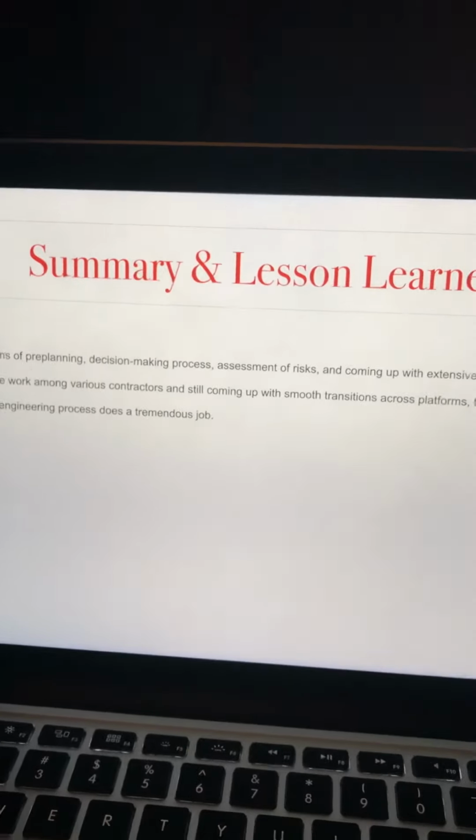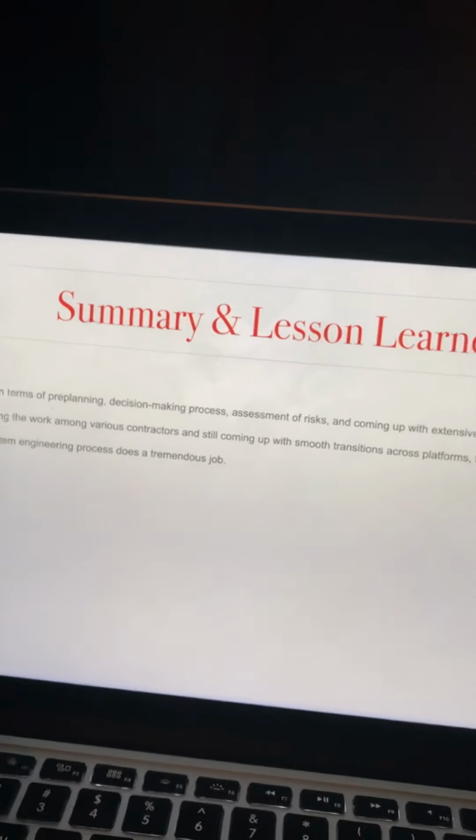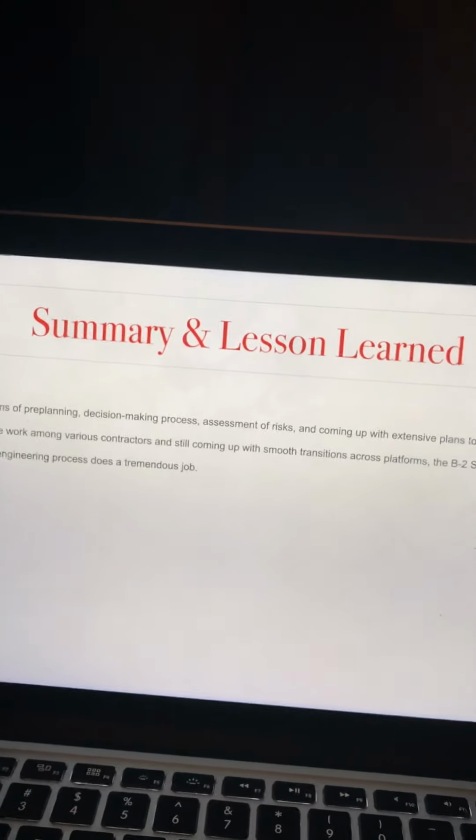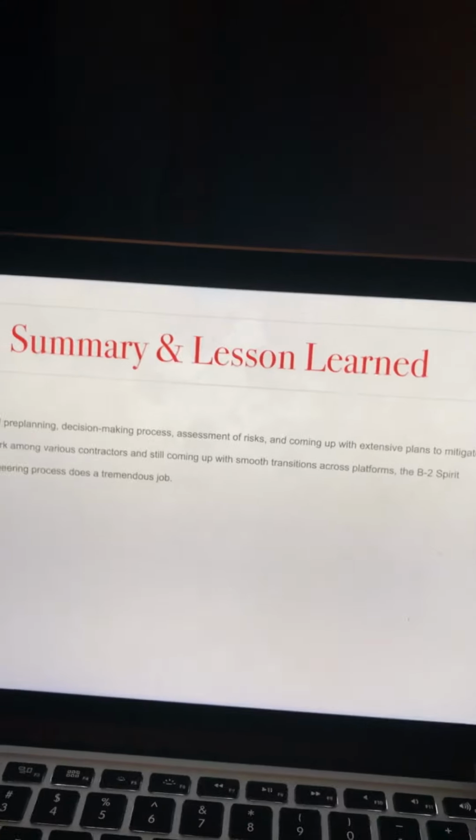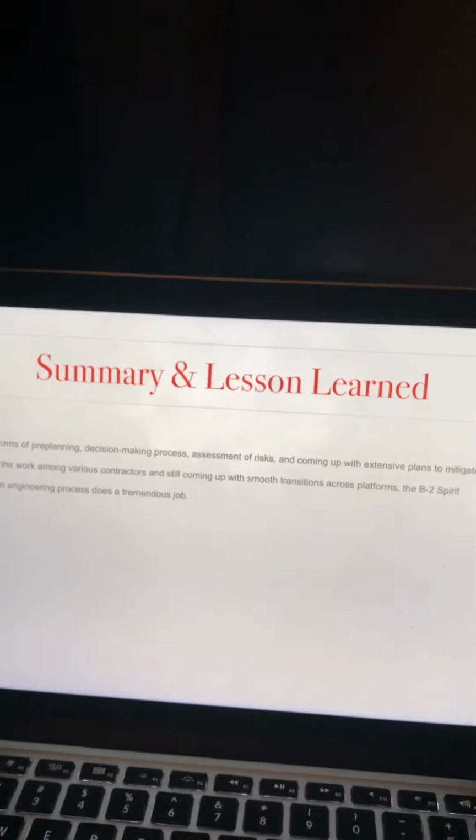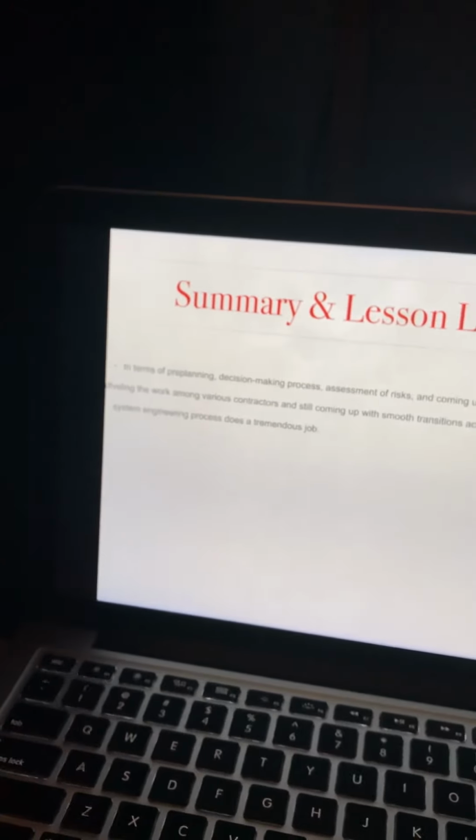But I want to end with the fact that in terms of pre-planning, the decision-making process, and assessment of risk, they mentioned the risk closure plan, and coming up with extensive plans to mitigate it, and dividing work, which is one of the fundamental things that I've taken from the overall case study: dividing work from the government and the private contractor personnel, and giving it to contractors and subcontractors, in a way that the whole system is not solely dependent on one team or one group or one company.